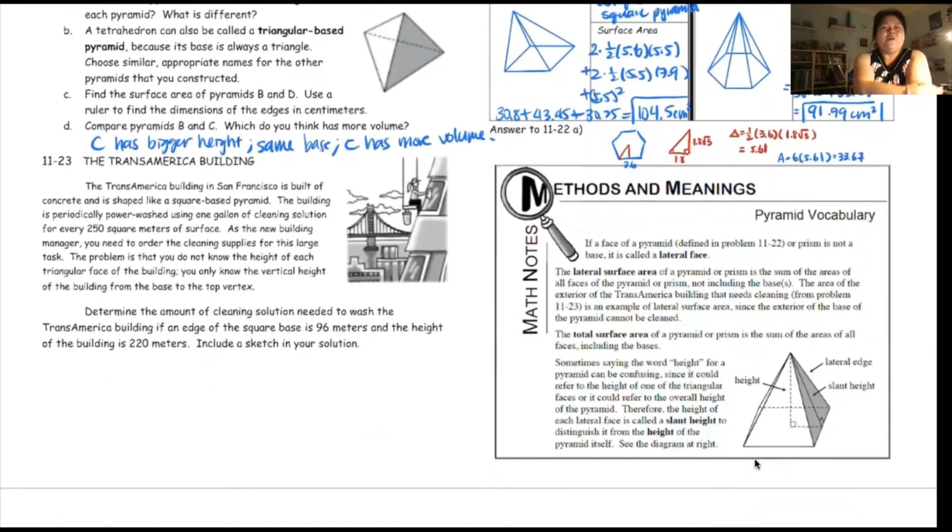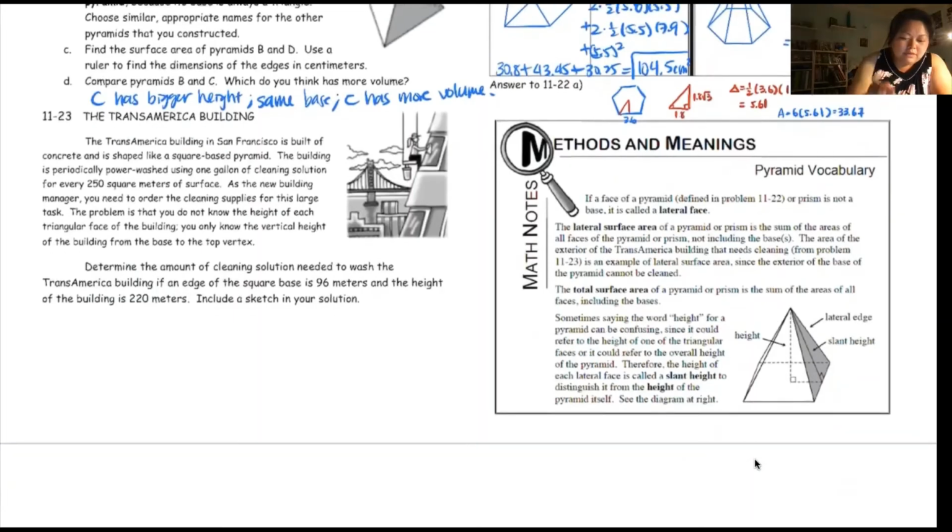Last one here. It says the Trans-America building in San Francisco is built of concrete and is shaped like a square base pyramid. Okay, so that's the first thing, we want to draw a picture. So it looks like a square base pyramid. Remember, square base pyramid means you start off kind of like a rhombus. That's how you can see everything. Okay, all right, got my pyramid here.